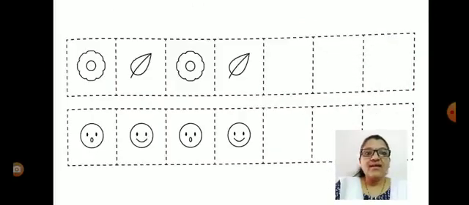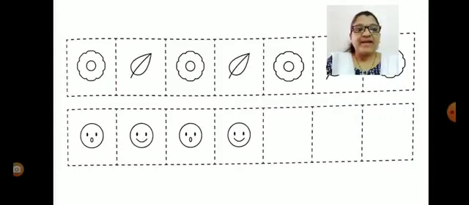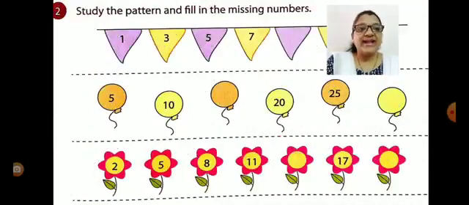Next question. Yes, flower, leaf, flower, leaf. What will be the next? Yes, flower, leaf and flower. Now look at the next pattern. Here again smileys are given. First is a smiley which is surprised. Then next is a happy smiley. Next surprised. Next happy. Then which one will come? Yes, surprise expression. Then happy expression and then again surprise expression. Yes. Let us move ahead.